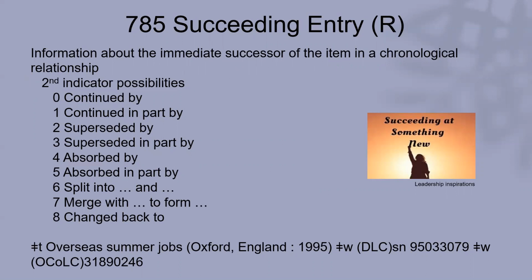So the 785, which is the succeeding entry. The 785 tag works the same way as the 780, except you're providing information about the immediate successor of the target item. MARC tag 785 can also be repeated if necessary, and it's generated in the same way as MARC tag 780, using the Insert from Cited Record under the Edit tab in OCLC.